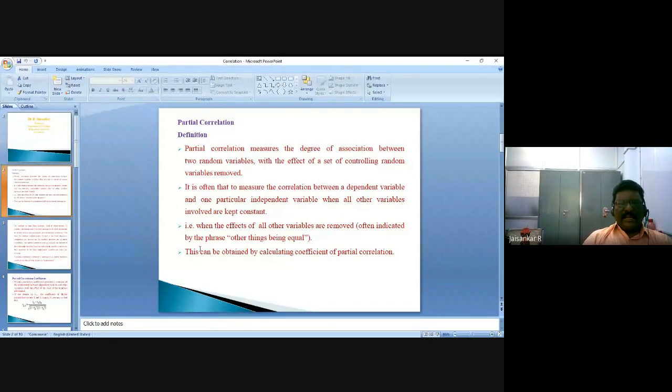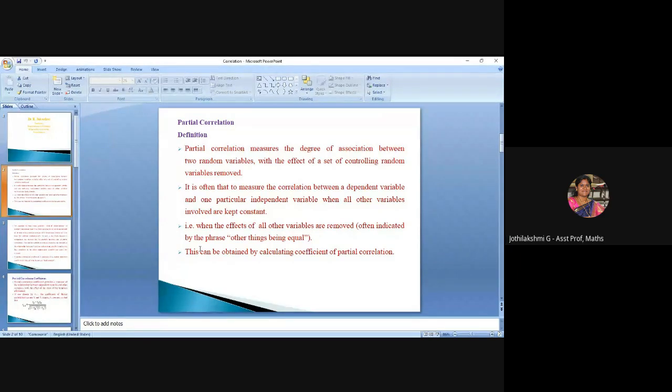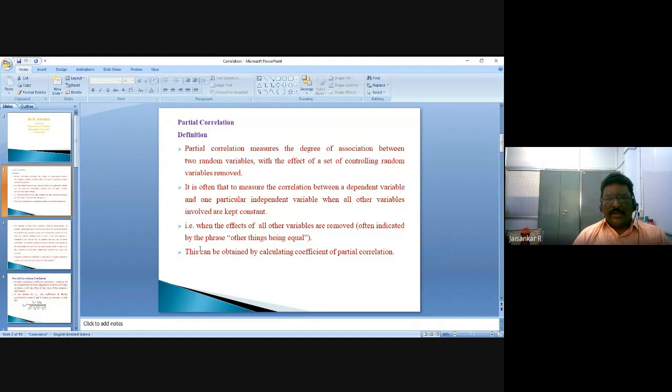Partial correlation. Partial correlation measures the degree of association between two random variables with the effect of a set of controlling random variables removed. I told you that correlation measures how close two variables are together. It is a measure of closeness of two variables.